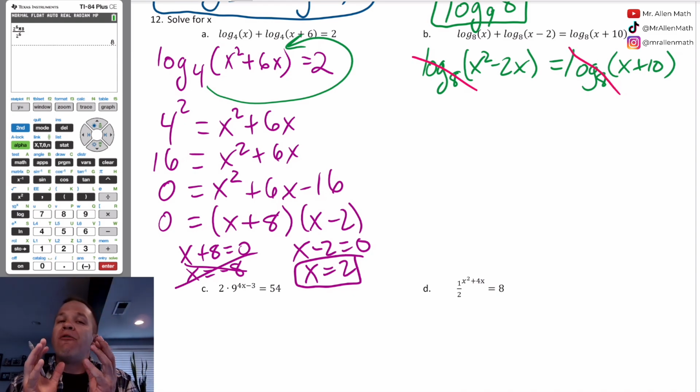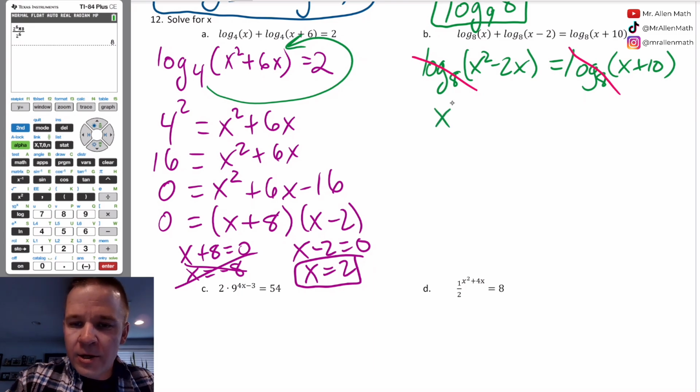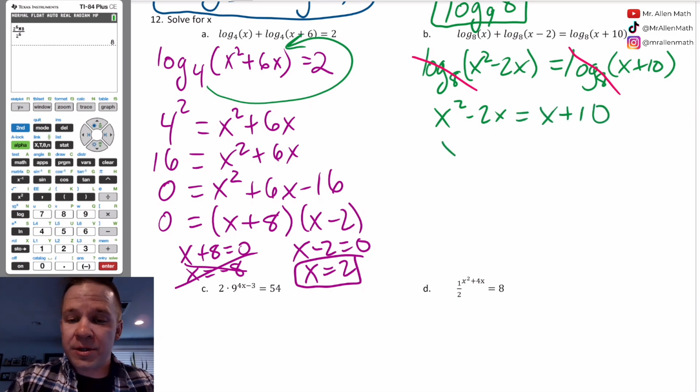All right. If my logs are the same on each side, then my arguments need to be the same on each side. So we can just set our arguments equal to each other and solve from there. Same kind of idea as if you have bases of exponents, then we can set our exponents equal to each other. All right. So we have x squared minus 2x equals x plus 10. I'm going to subtract, bring everything over, set it equal to 0, just like we did in the last problem. So I have x squared minus 3x minus 10 equals 0.